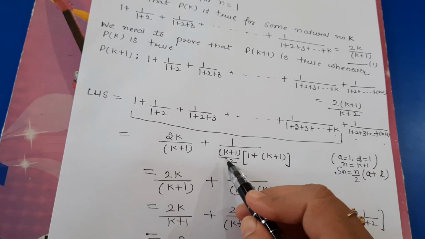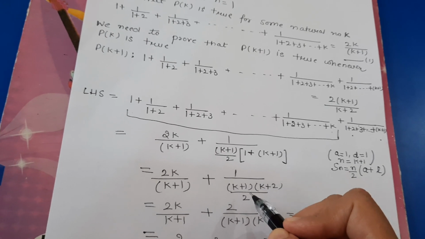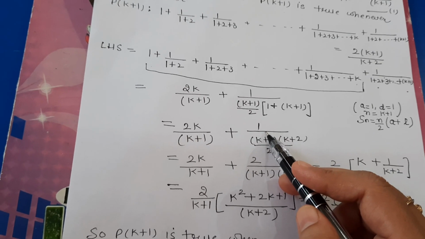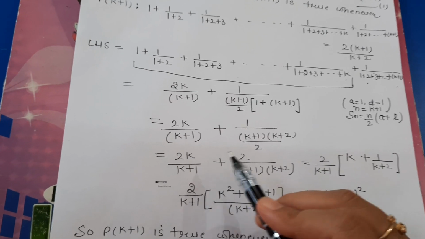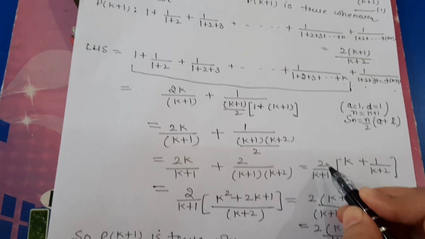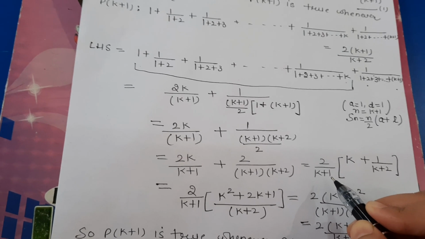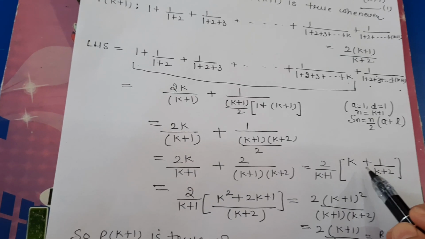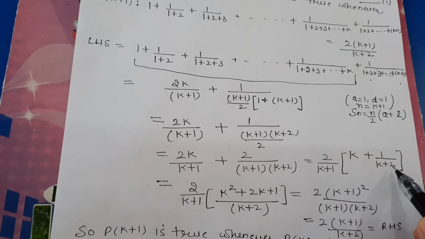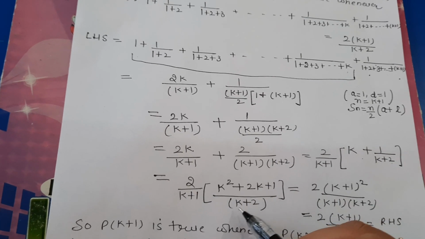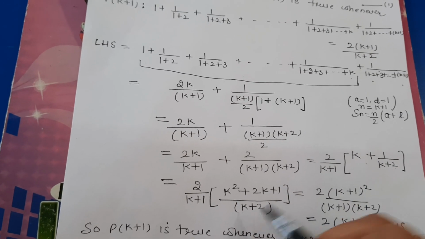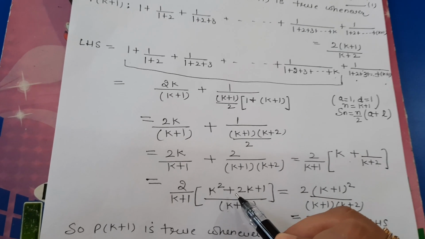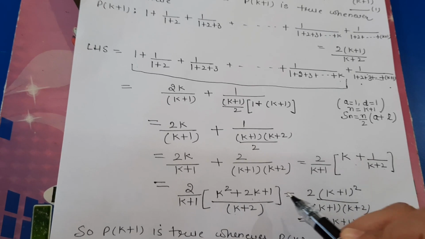This is as it is. You have k plus 1 upon k plus 2 divided by 2. Now in next step this 2 will move to numerator. Done? From these two terms you can take 2 upon k plus 1 common. So you are left with k here, and in the second term 1 upon k plus 2. Next step, take LCM. LCM will be k plus 2. So this is k into k plus 2, that is k square plus 2k, and this 1 as it is.